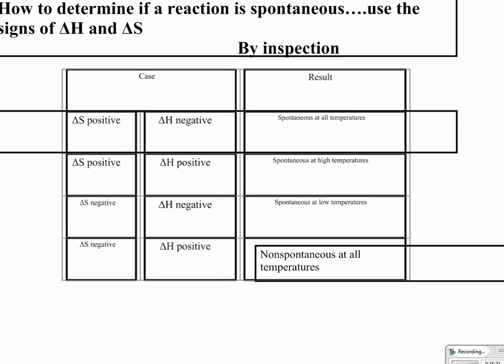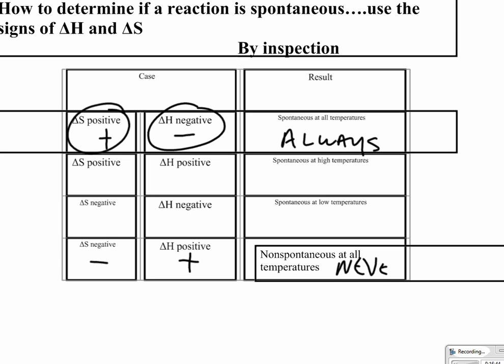I think I put it on the wrong page. This is on the next page. You have to flip over. If S is positive and H is negative, we say it's always spontaneous. So if you find S positive and H negative, it's always spontaneous. If S is negative and H is positive, it's never spontaneous. And then the only time you really have to think or really apply temperature is when the signs are the same. Notice how it's positive. Positive means it's spontaneous at high temperatures.